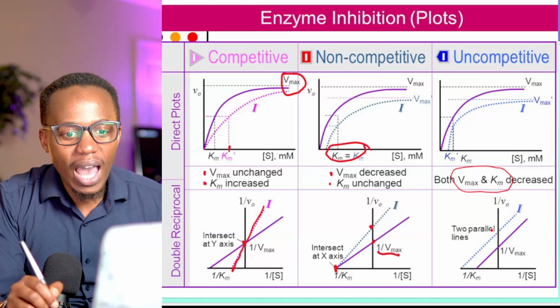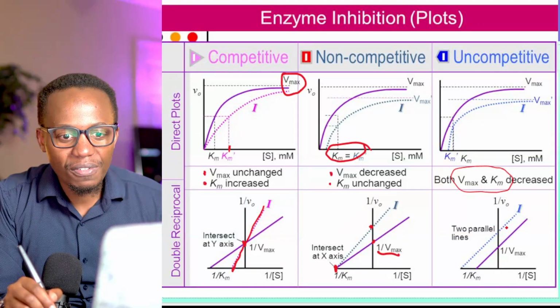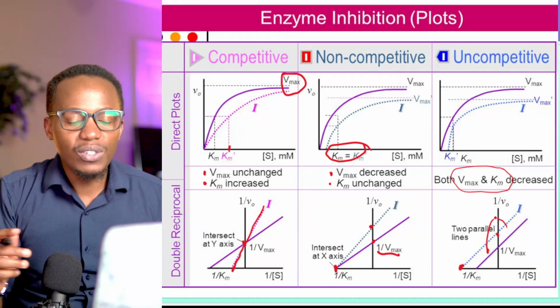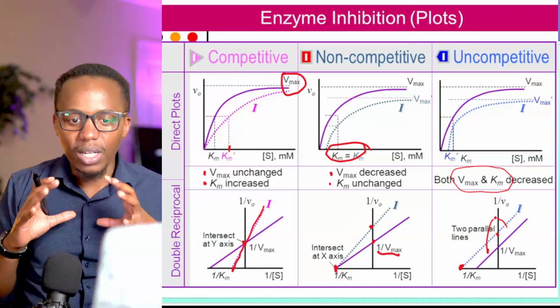And then when you have uncompetitive, both of them decrease, so it moves this way, right? So why is this important?